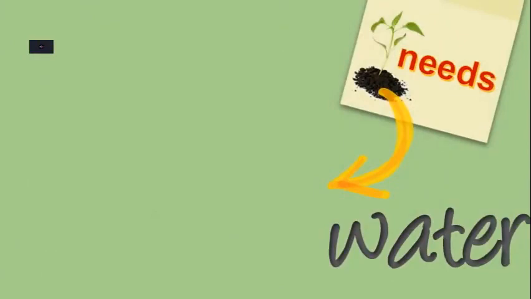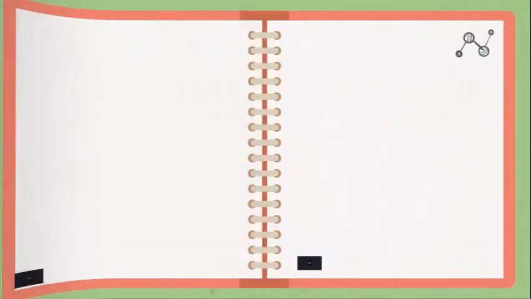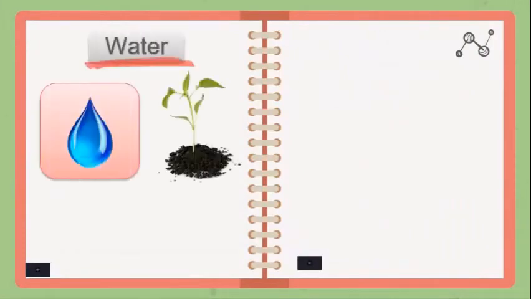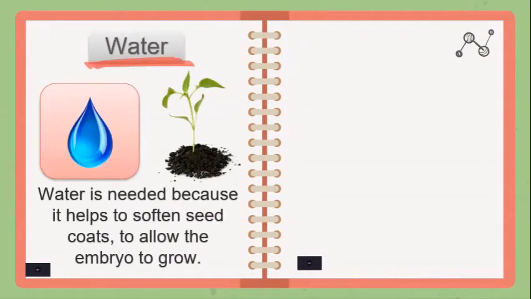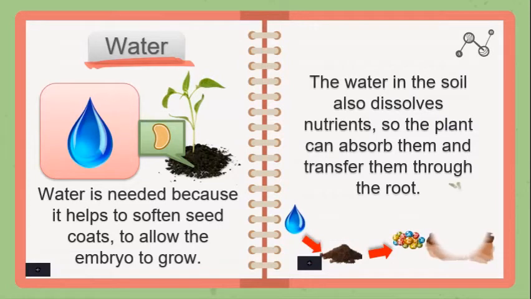The second factor that the plant needs in order for them to grow and live is water. Water is needed because it helps to soften seed coats to allow the embryo to grow. The water in the soil also dissolves nutrients, so the plant can absorb them and transfer them through the root.